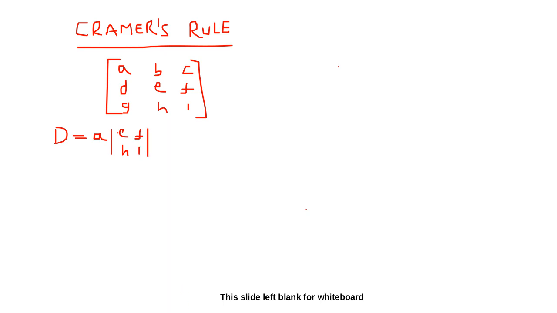Then we have minus B. Again, we get the minor of B, so we delete the second column and the first row, so the minor will be E, then we have F, G, sorry about my handwriting, and I.